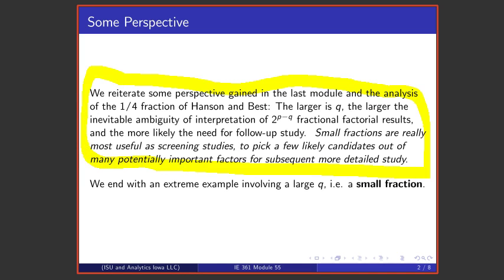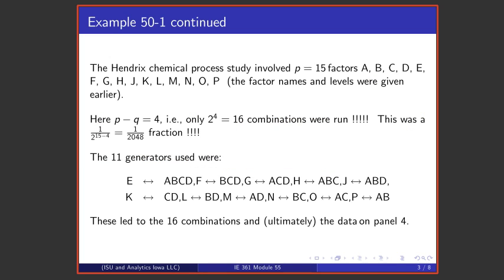with the Hansen and Best catalyst study, and that is that the larger is Q, that is, the smaller is the fraction that one is looking at of a full factorial, the more inevitable ambiguity there is going to be, and typically more need for follow-up study. Small fractions of large factorials are really only useful primarily as screening studies to pick out a few likely candidates for important variables, important factors in a study for a more detailed follow-up.